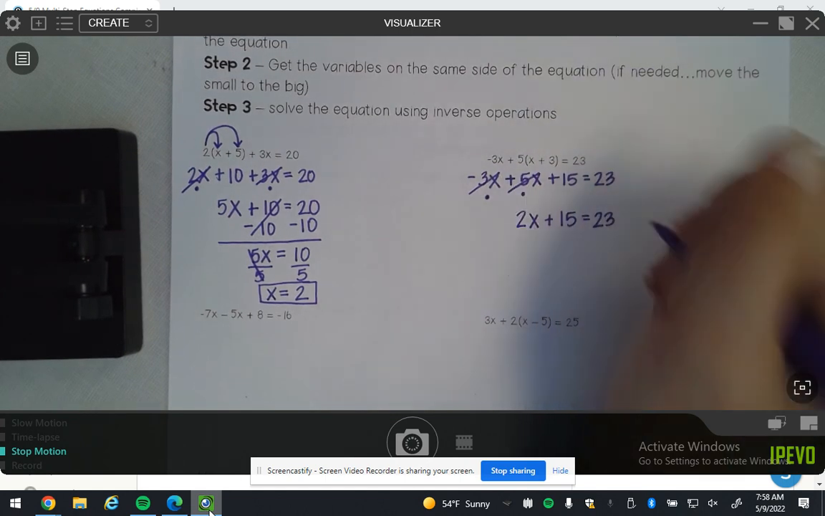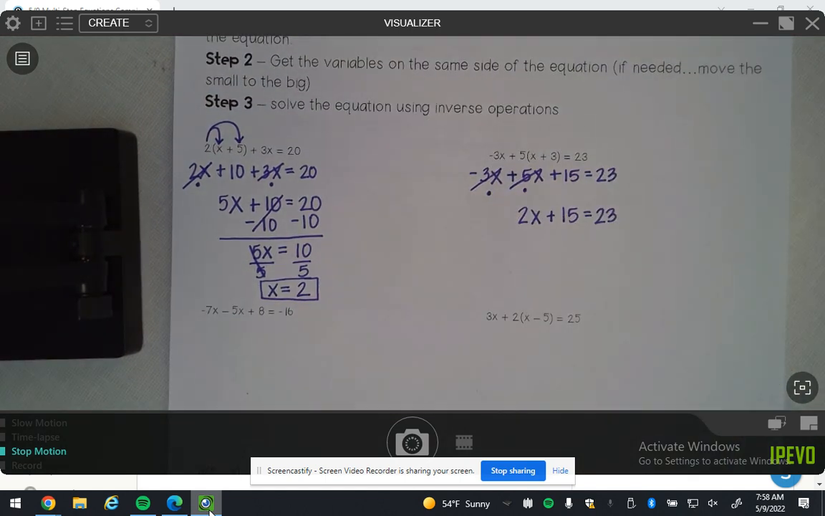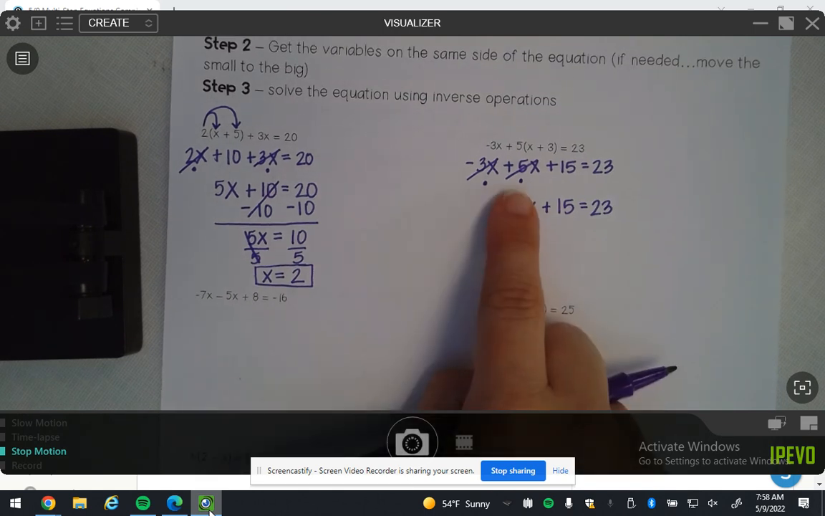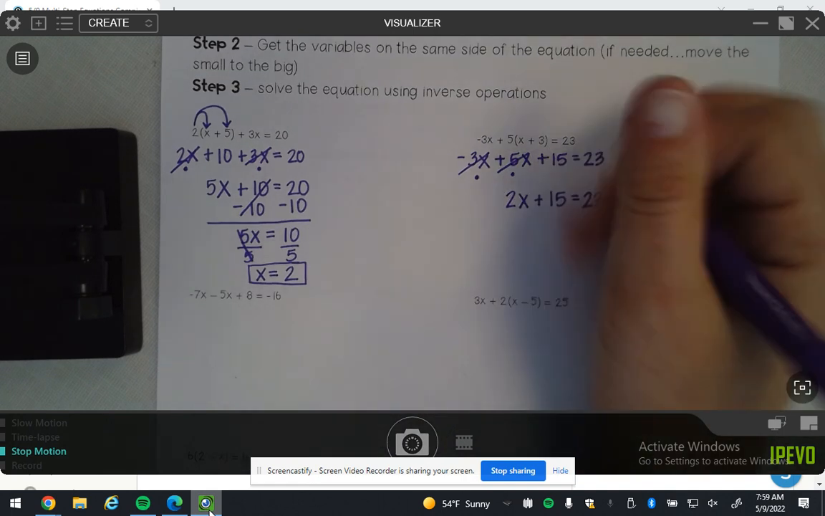Equals 23. Now I'm just solving like I did last week, kiddos. Cover up the x. What's on the same side as my finger? Positive or negative? So I need to subtract it.